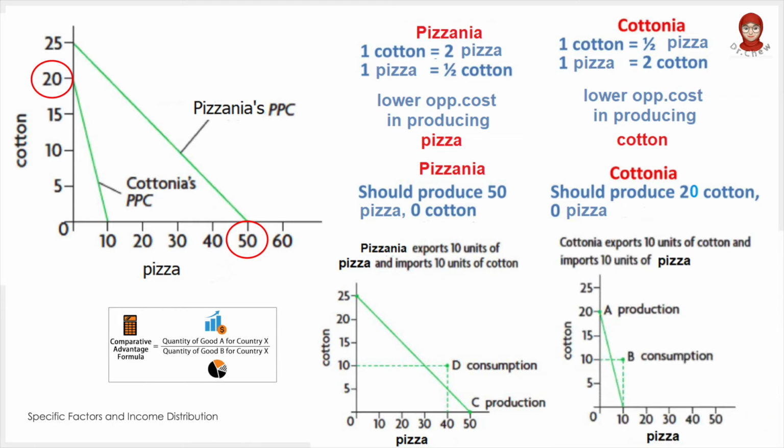Same goes to Cotonia that exports 10 units of cotton and imports 10 units of pizza from Pisania. So in the PPF, the consumption as indicated in point B is also larger than the initial production. Overall, both countries benefited and gained from the trade based on the assumptions of the Ricardian model.